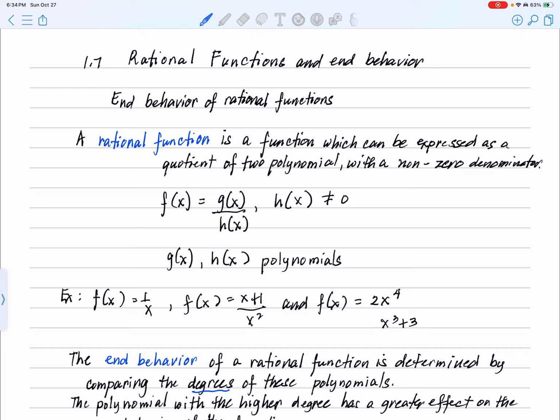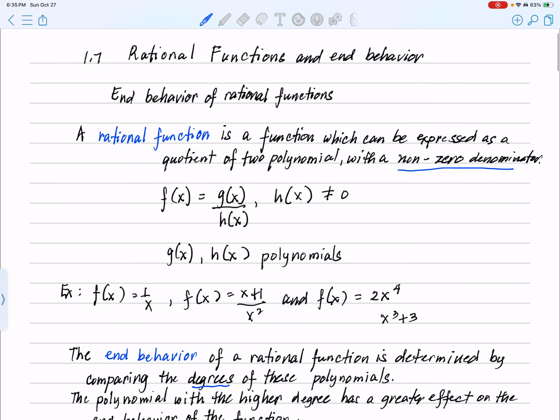Welcome to Matematika. Today we're going to do rational functions and end behavior. So we'll start with the end behavior of rational functions. A rational function is a function which can be expressed as a quotient of two polynomials with a non-zero denominator. Like, the denominator should not be equal to 0.